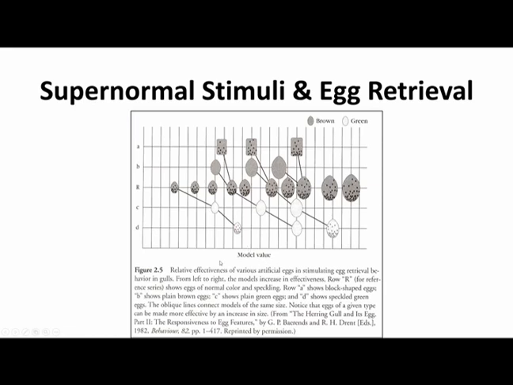And then they have at the bottom modal value. So the idea is that the ones on the left-hand side produce less responding than the ones on the right-hand side. So increasing effectiveness as you move to the right side of the screen. And so we can look at, they can be either brown or green. So these ones at the bottom are green, everything else is brown, and they're giving us an idea of size and shape, and if they're speckled or not.